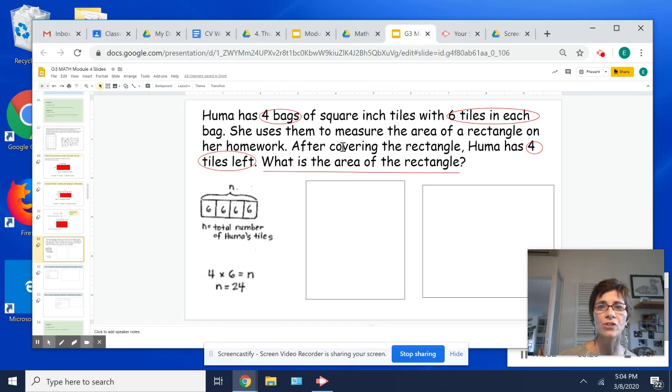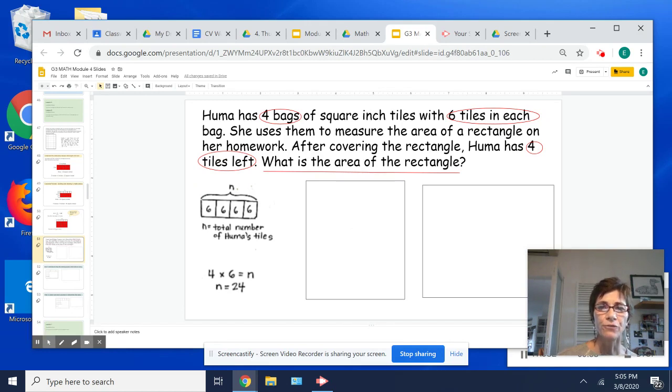She uses them to measure the area of a rectangle on her homework. So she has a rectangle and she has to use these tiles to cover the rectangle. Okay, and then it says that after covering the rectangle, Huma has 4 tiles left. So she's not using them all. So we can't say that the area of the rectangle is 24 square tiles because she's not using them all. She has 4 left. So how many is she using to cover the rectangle? And that would be the area of the rectangle. Go ahead, stop the video and figure it out.